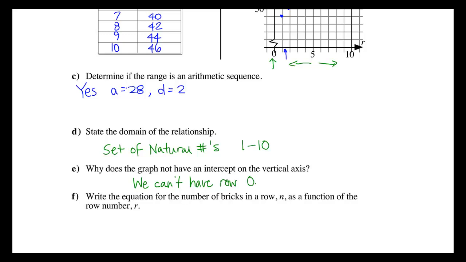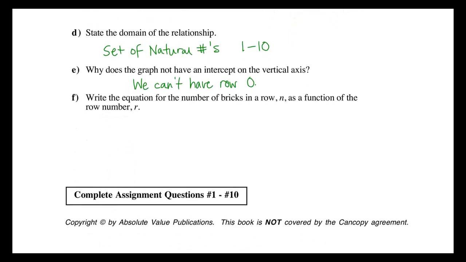And part F, write the equation for the number of bricks in a row, n, as a function of the row number, r. All right, so this is like our general term. Tn equals a plus d times n minus 1. In this case, our Tn value is just going to be our n value from here, so the number of rows we've got.